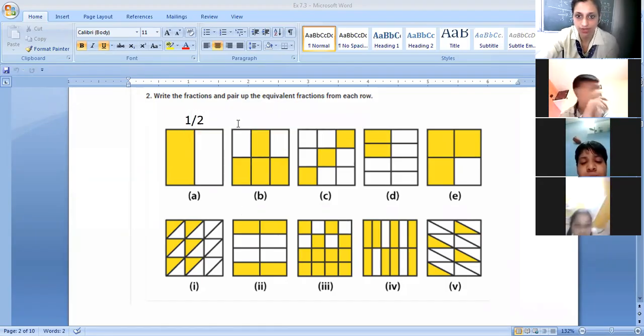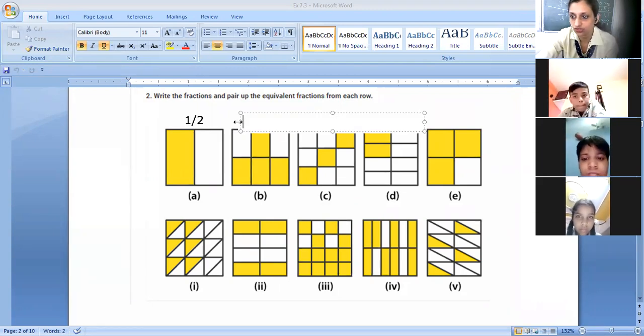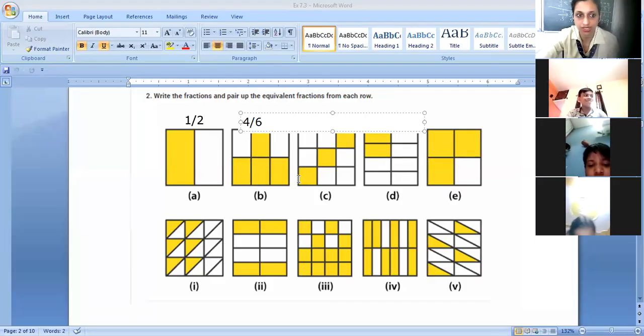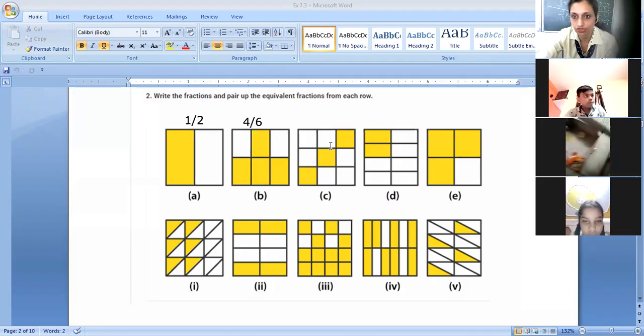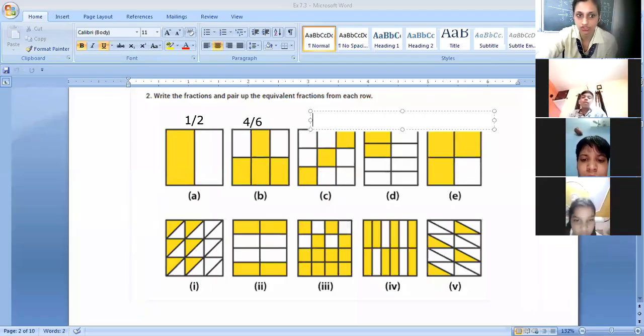Let's start with the B part. How much? Suhan Khan, give me the answer in the chat box. Everybody give me the answer. 4 by 6. Yes, Tanish, Arav, that's right. 4 by 6. Anya, Charvi, Charvi, you have written 3 by 6, just check it out. Next, how much part is shaded? Yes, 3 by 9. That's right, Chehek, Tanish. Good.